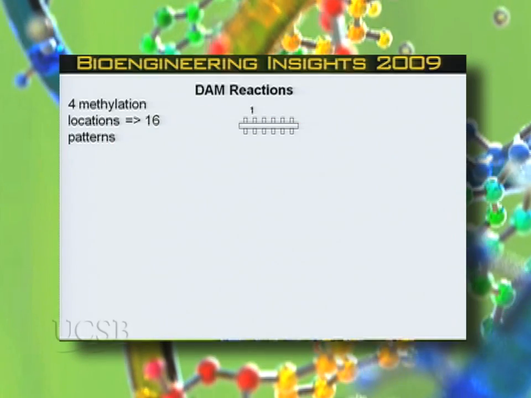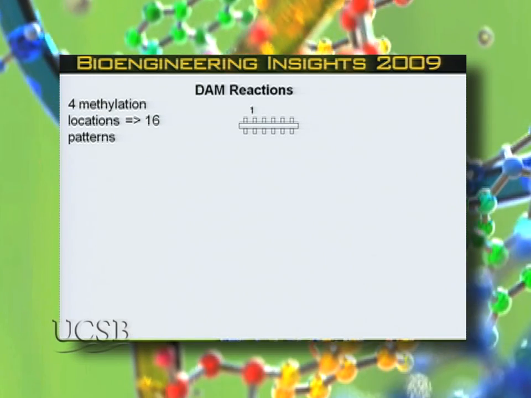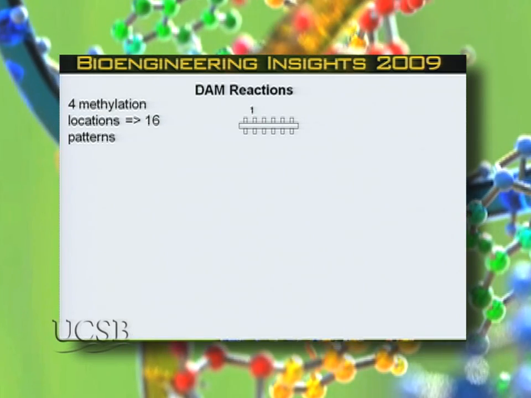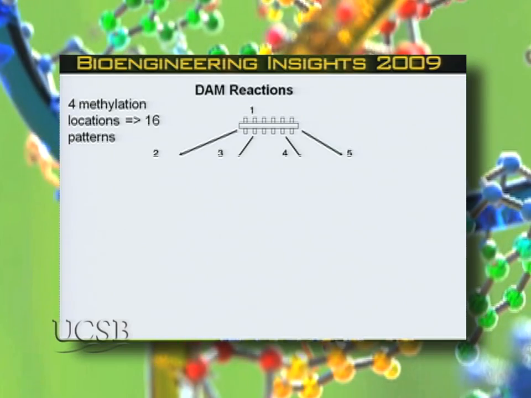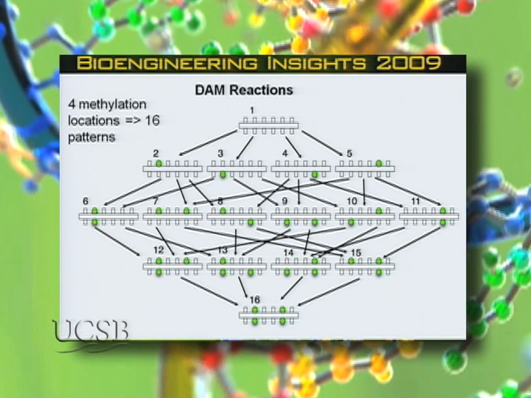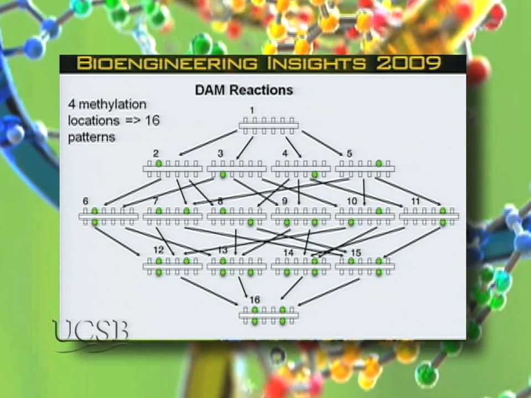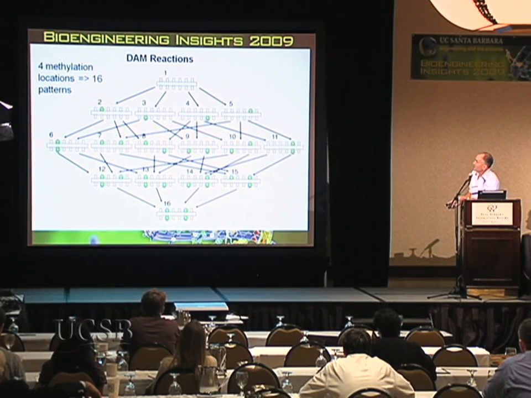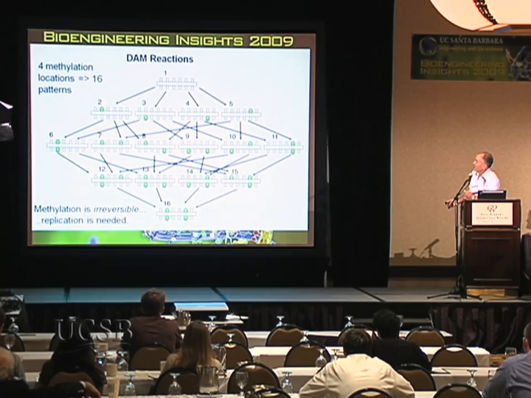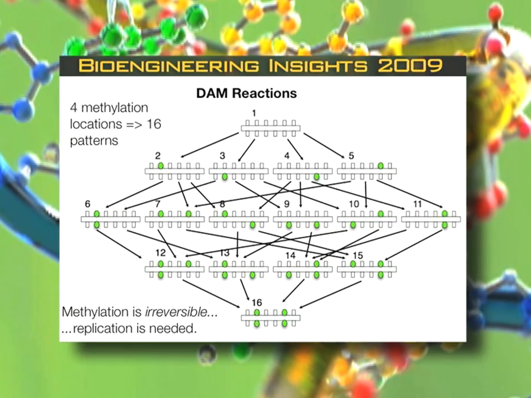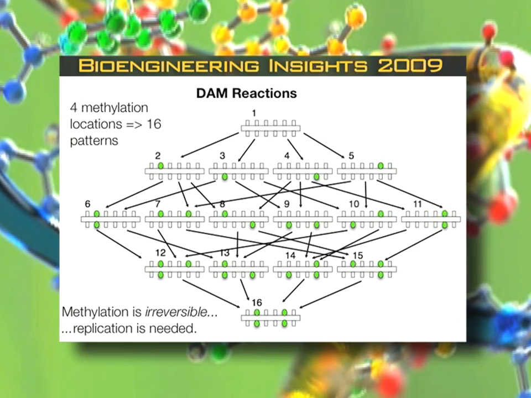So that's logical. When you come to the Dam reactions, there is a lot of complexity. So take a look at this. We have all kinds of possibilities of where methyl groups can be put. Each of these green ovals represents a methylation. And so you've got all these 16 different possibilities, and methylation is irreversible. We don't find demethylases in bacteria.